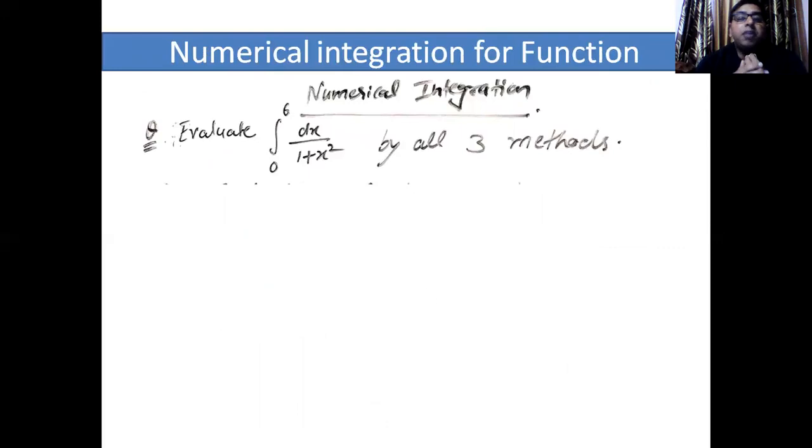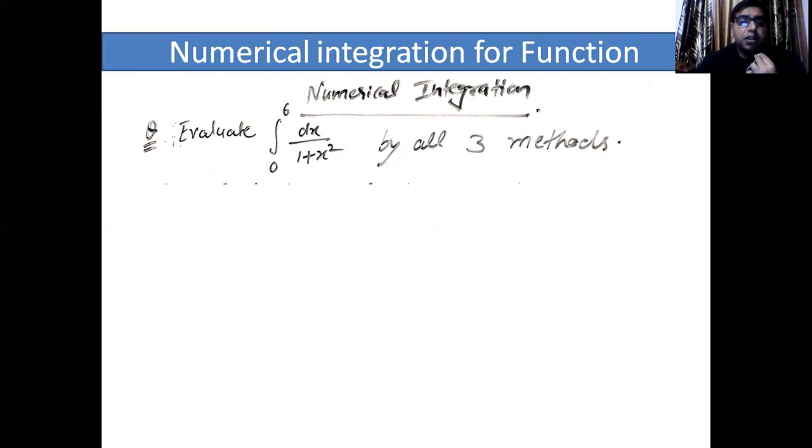Now, how will we solve the numerical integration for a function? Evaluate the integral from 0 to 6 of dx by 1 plus x square by all three methods. Analytically, we will solve it very easily: the integration of 1 by 1 plus x square is tangent inverse x, and we substitute the upper limit minus the lower limit using the calculator and solve it. This is how we get the accurate result.